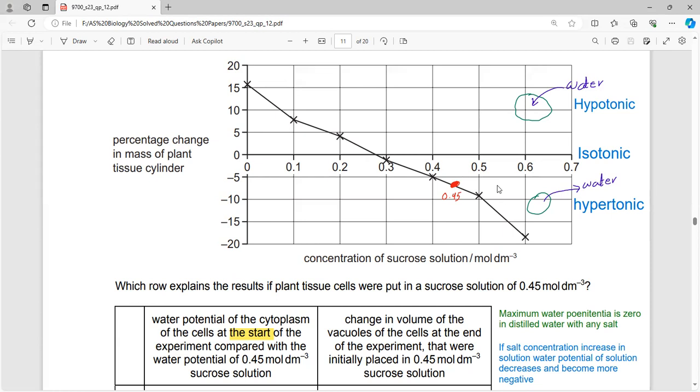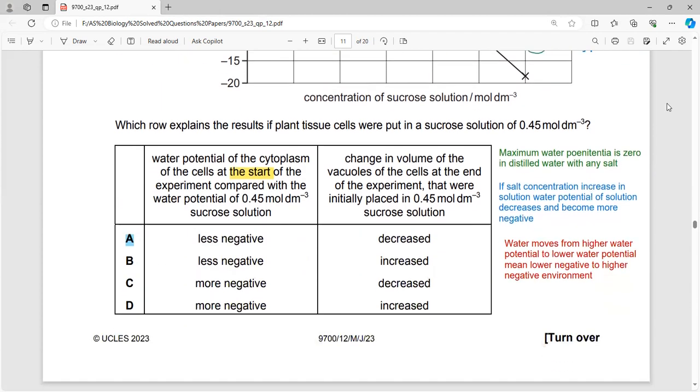So the water potential of the cell is less negative as compared to the outer environment. That's number one. And number two, the cell size overall will decrease. Why? Because water is moving from inside to the outside. So in this way, overall cell mass will decrease. So we're going to see that option.